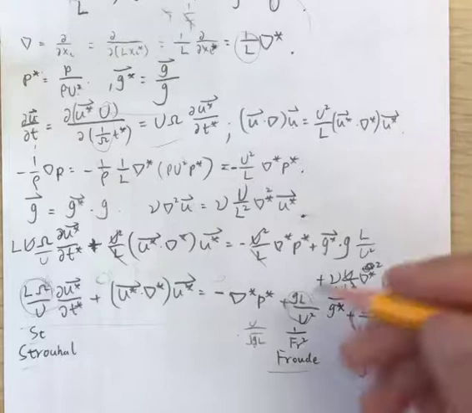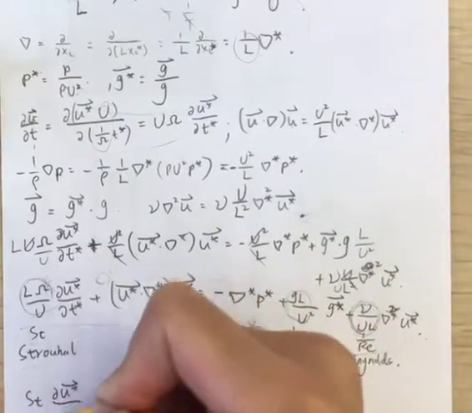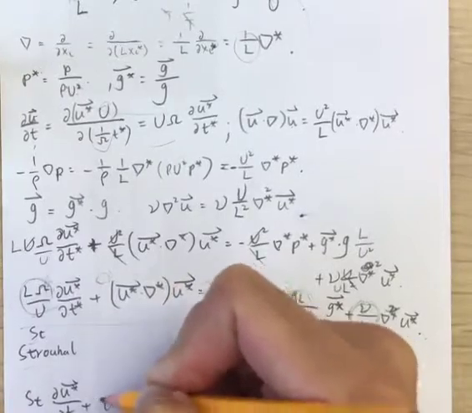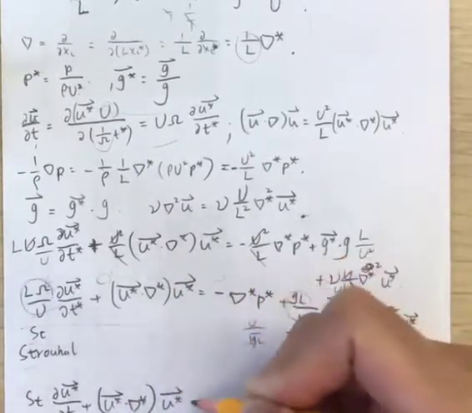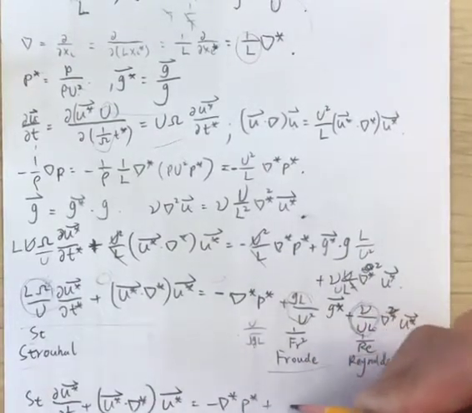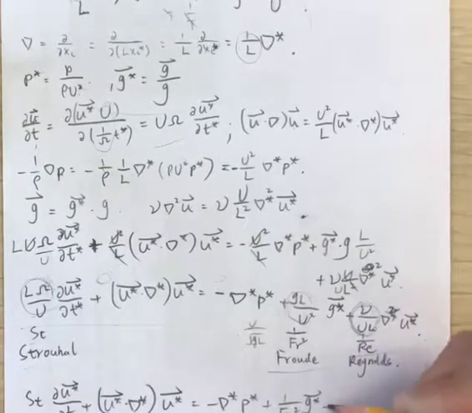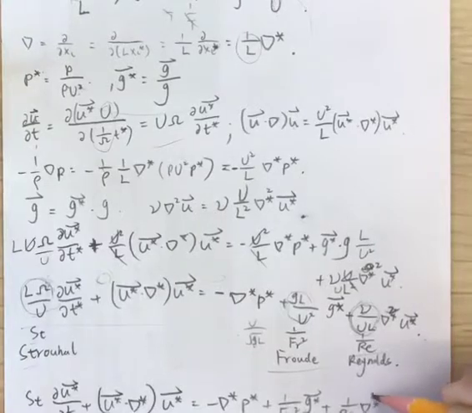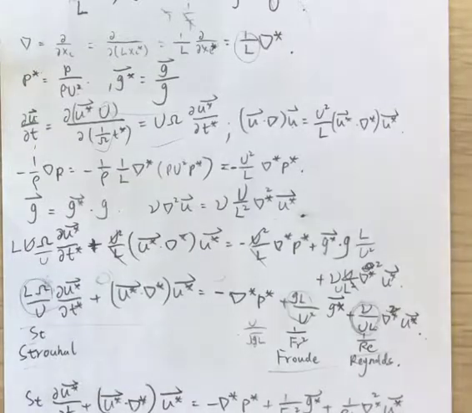So now let's write out the final result. Strouhal number times this plus this equals pressure gradient times 1 over Froude squared G plus 1 over Reynolds Laplacian. So this is what we call the non-dimensional NS equations.